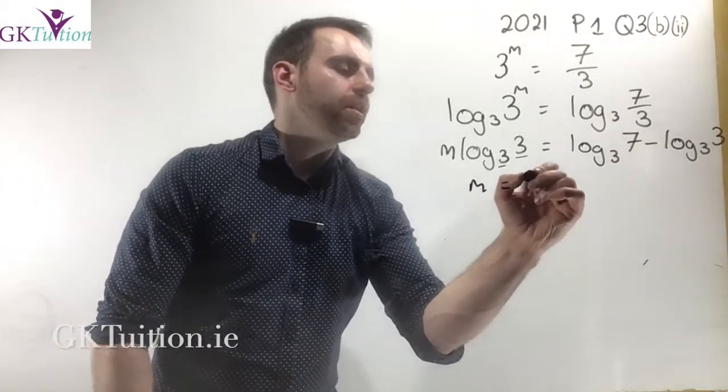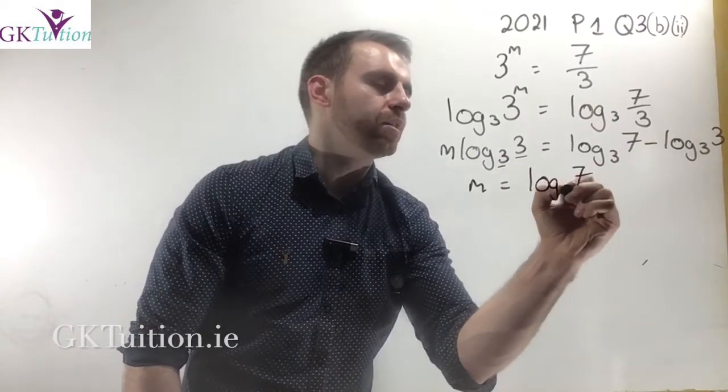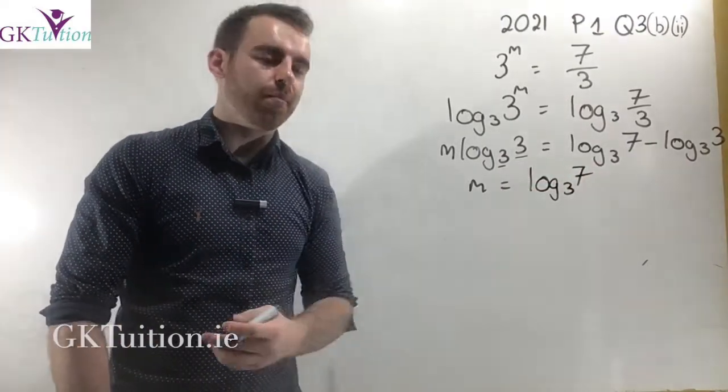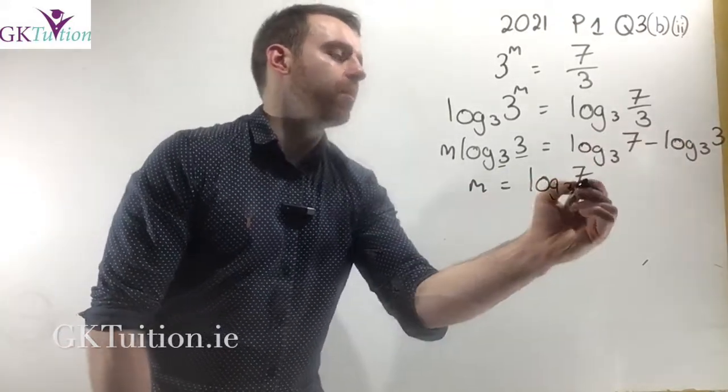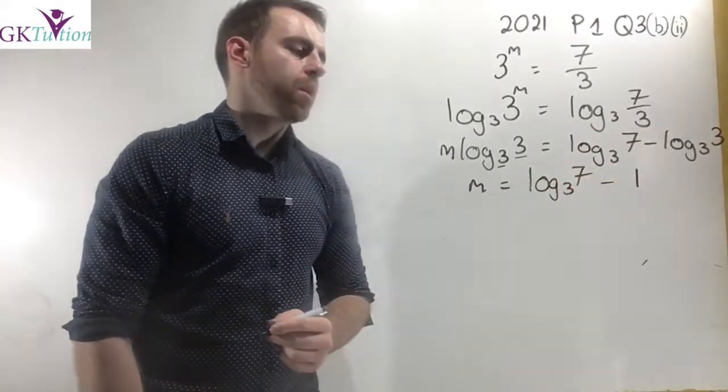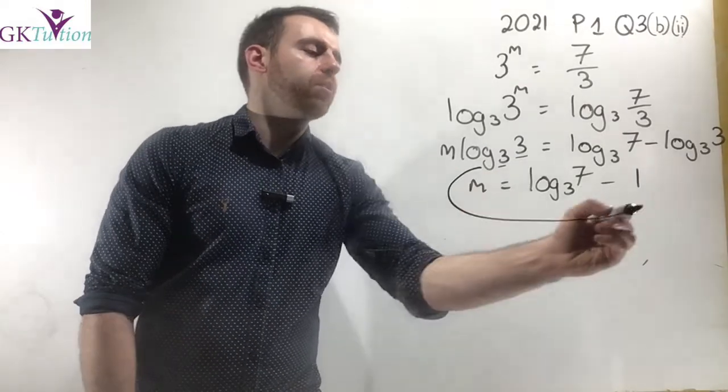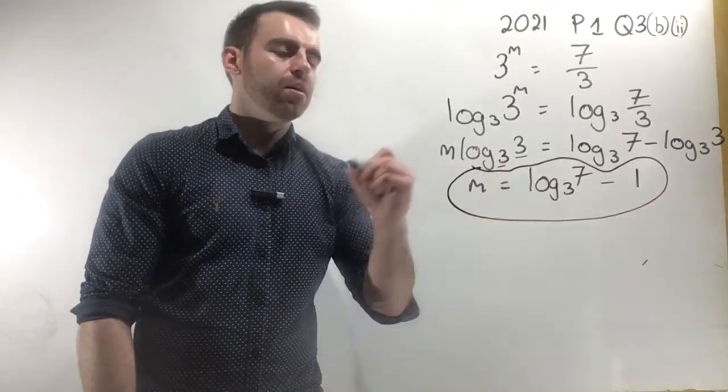Log 7 to the base 3, well that looks very similar to the format I want my answer in, so I'm not going to plug that into my calculator. Log 3 to the base 3, that's simply 1. So that's my final answer. m is equal to log 7 to the base 3 minus 1.